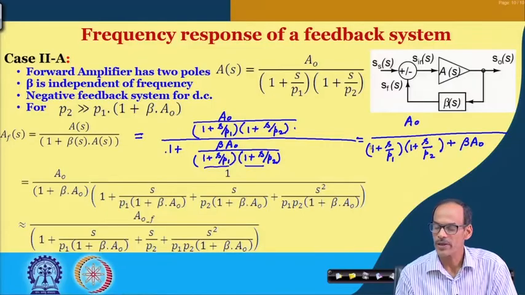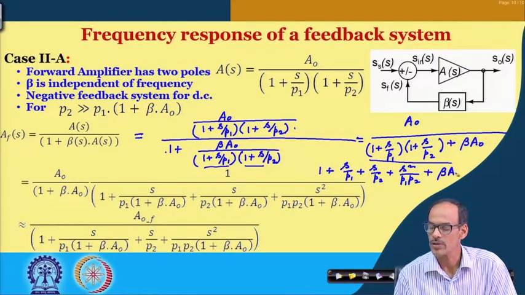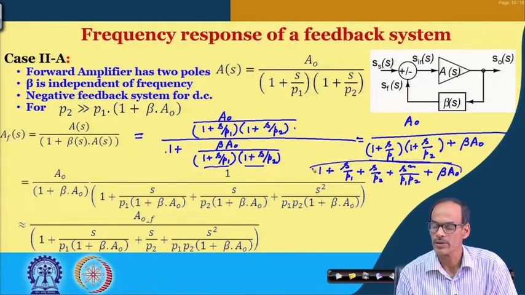So, if you expand this part, what we can get is one second order polynomial which is having 1, then S by P 1, then S by P 2, then S square by P 1 P 2, and of course, we do have this beta into A naught term. So, that is the corresponding denominator we will be getting.